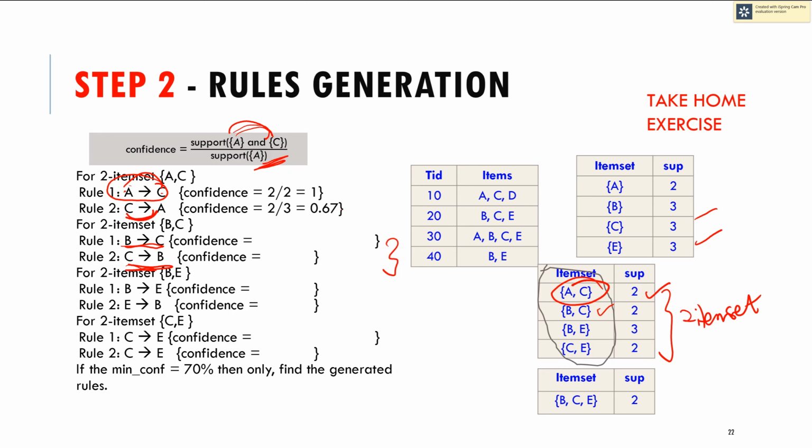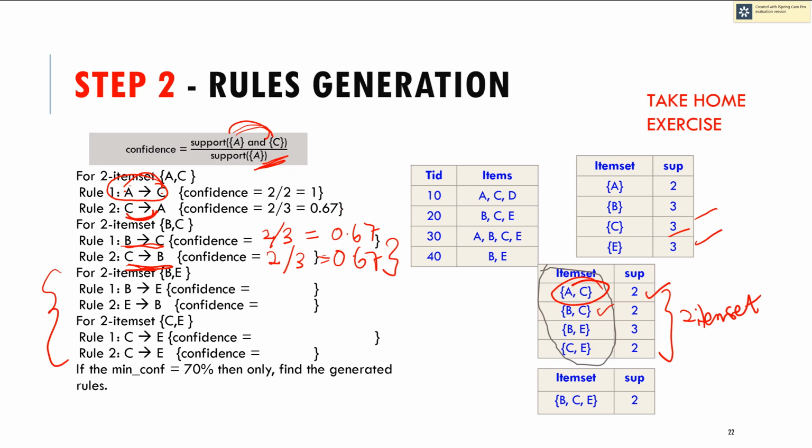Try to calculate the confidence here. B and C, 2 over what? Over C. C is 3, equal to 0.67. What about C to B? C and B is 2, over B, which is 3 as well. So you are going to have 0.67 confidence.